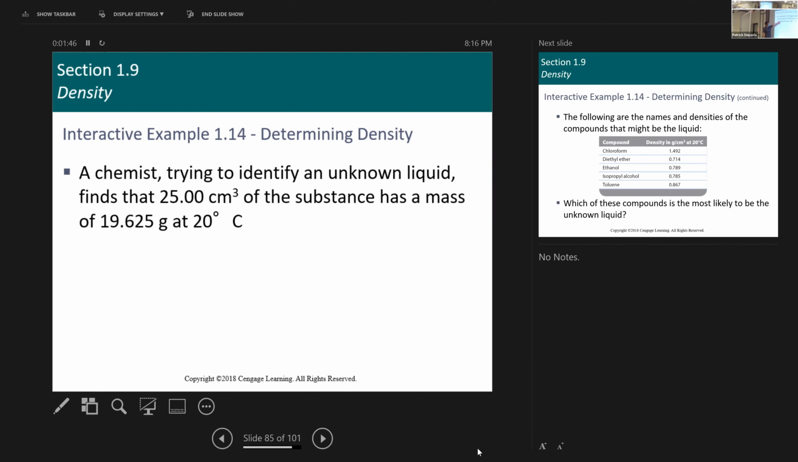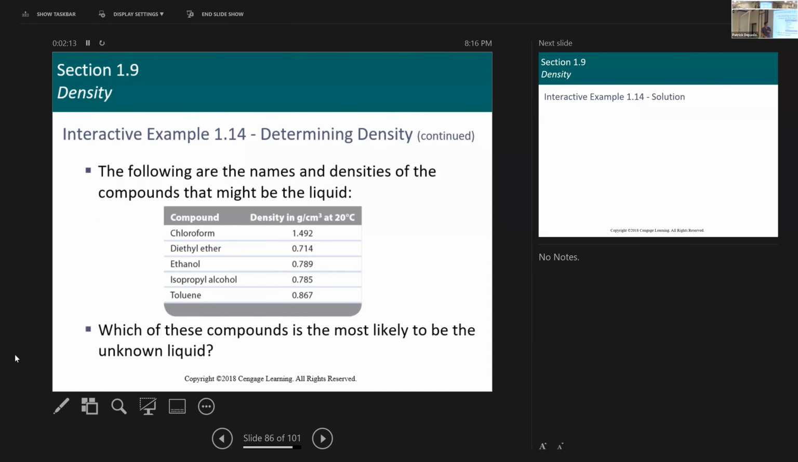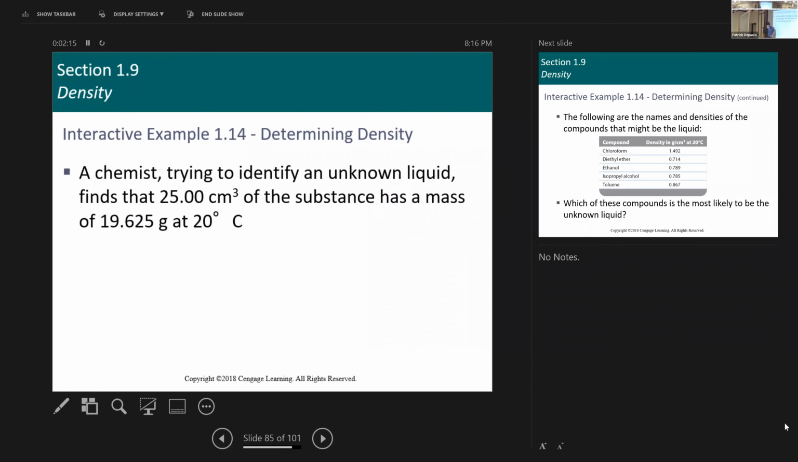So 19.625 divided by 25.00. And how many sig figs will the answer have? 2. Or 4. Good. The 4s have it. And the reason why is the 25.00. These are trailing zeros with a decimal. That means they're significant. So 4 sig figs, this one has 5. So the answer will have 4. And what is the answer? We'll figure that out right now.